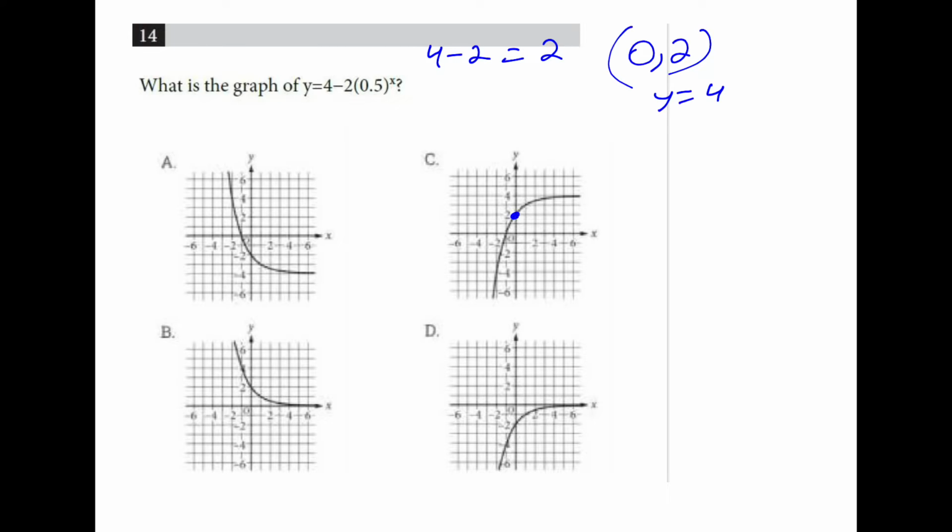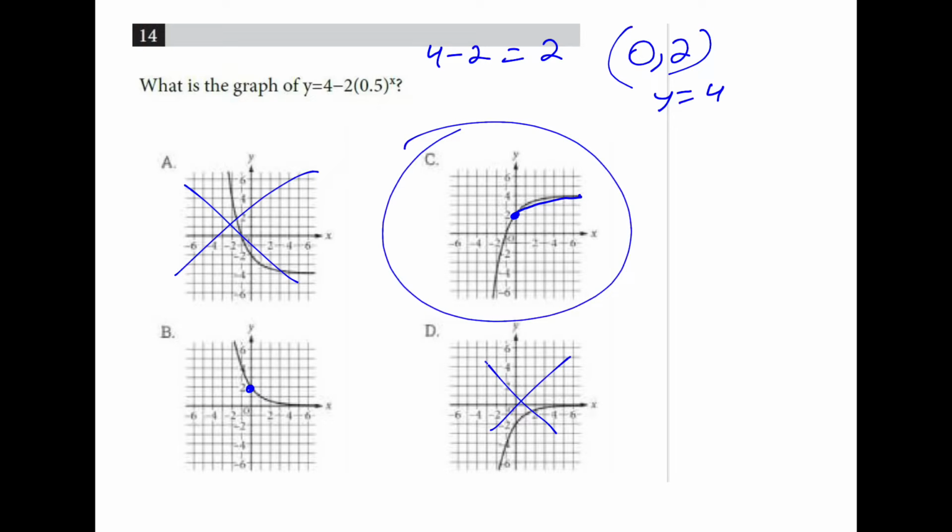So I'm looking for the intercept (0, 2), which is either B or C. And I'm looking for, as x gets bigger, we approach 4, which shows up here for C.